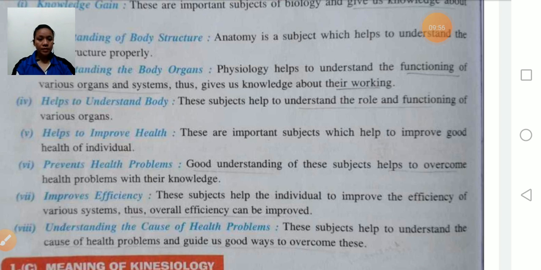Improve efficiency. This subject helps the individual to improve the efficiency of various systems. Thus, overall efficiency can be improved. With the help of anatomy and physiology, we can improve the efficiency of various systems, and if the efficiency of various systems improves, the overall efficiency of our body can be improved.